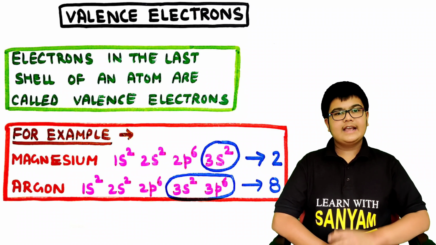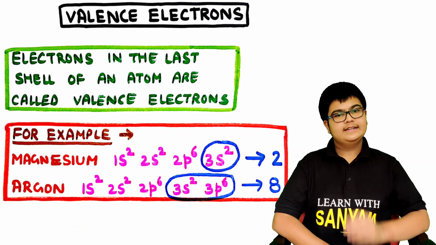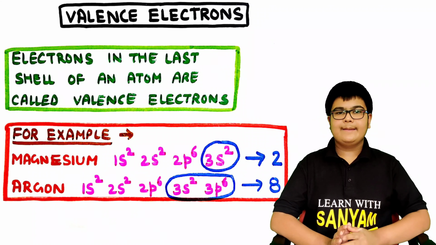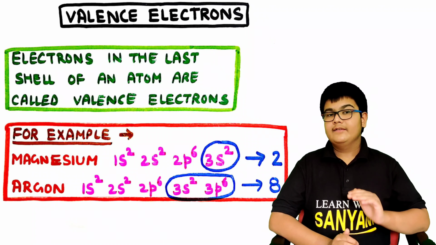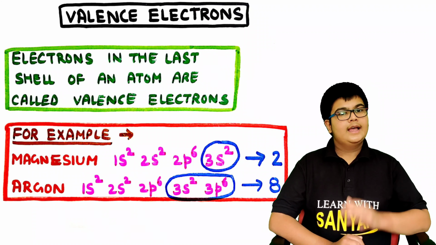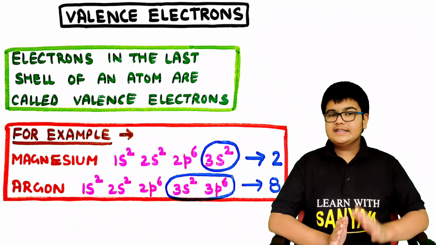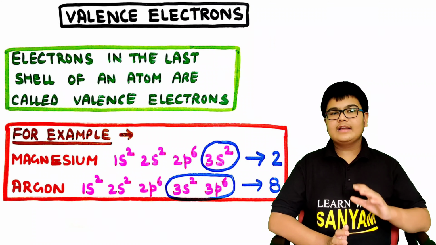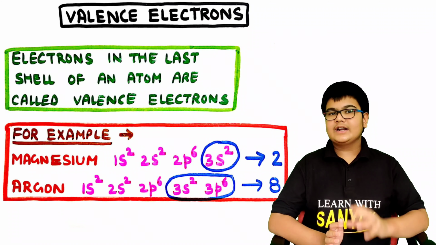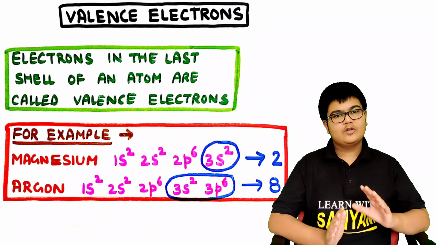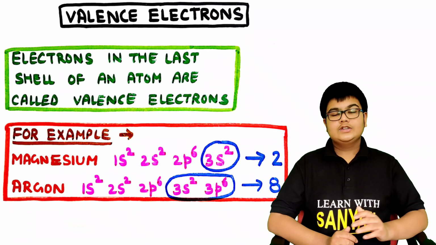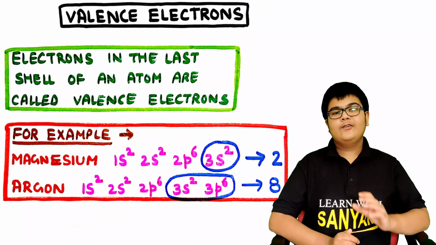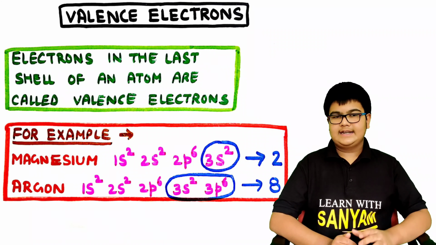So after learning about electronic configuration, let's discuss another very important concept related to it, that is valence electrons. The electrons in the last shell of an atom are called valence electrons, and during a chemical reaction the valence electrons are those which play the major role. So let's discuss a few examples of finding the valence electrons.